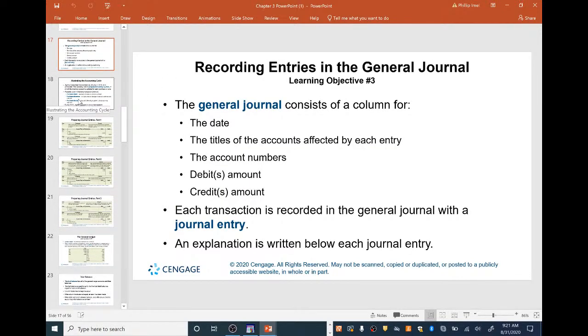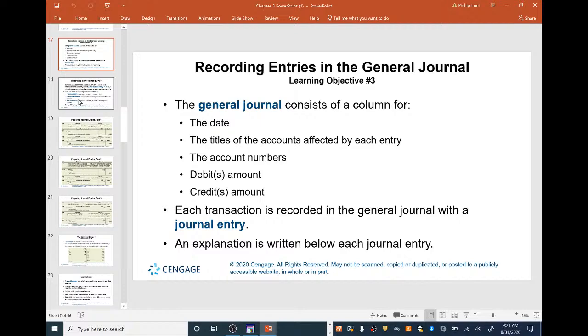Let's move on to learning objective number 3, recording entries in the general journal. Okay, recording entries in the general journal. Okay, so the general journal consists of a column for the date, the titles of the accounts affected by each entry, the account numbers, debit amounts, and credit amounts.